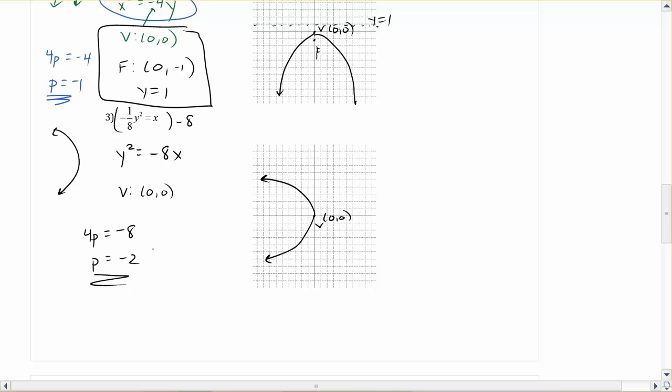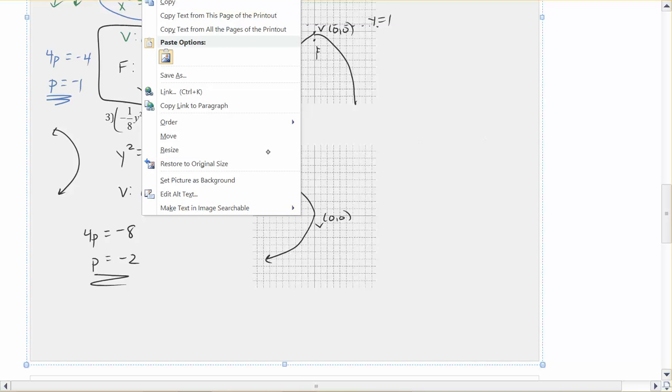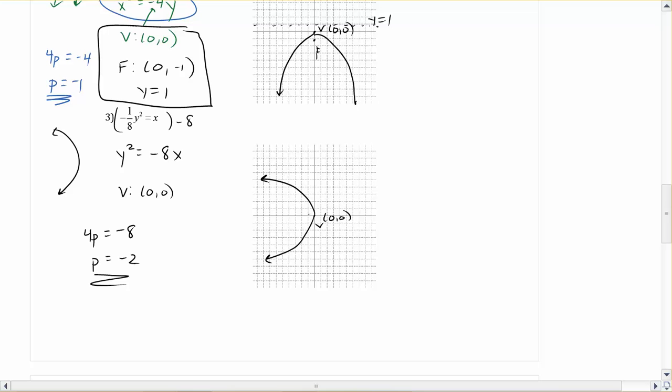So here's my vertex. My focus has to be negative 2. Well, negative 2 is going to be left 2. So here's my focus. So my focus coordinates would be negative 2, 0. And then my directrix would be 2 away in the opposite direction. This has got to be a vertical line, so it's going to be named x equals 2.